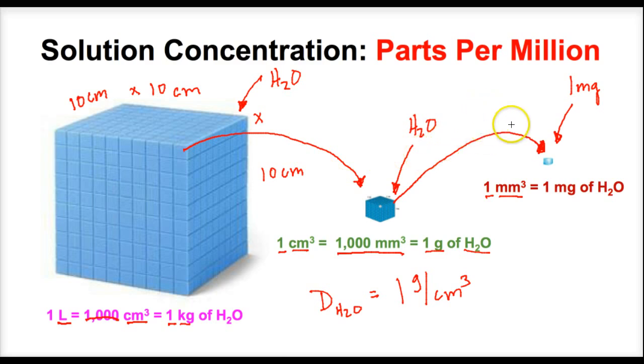So let's think about this. How many cubic millimeters are there in 1 liter? So how many of these are there in this cube right here, this 1 liter? Well, to figure that out, let's think about this. There are 1,000 of these in this cubic centimeter, and then there are 1,000 of these cubic centimeters in this liter right here. So how do we figure that out? Well, we take 1,000 times 1,000, and what we end up with is 1 million.